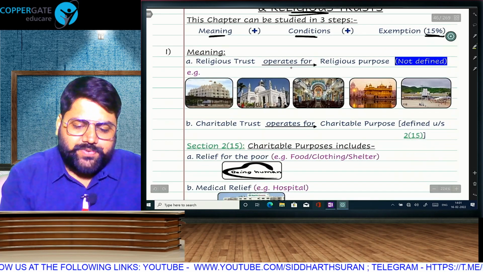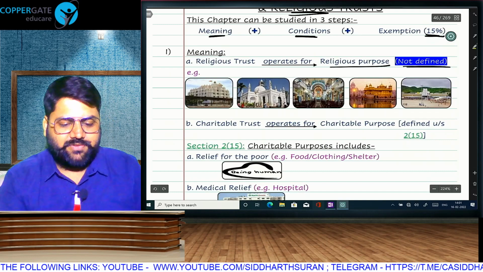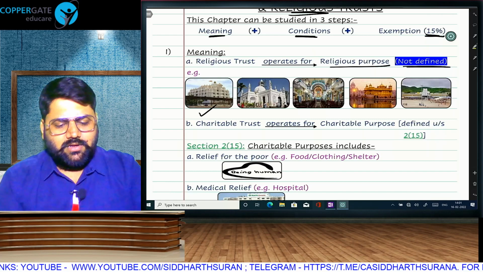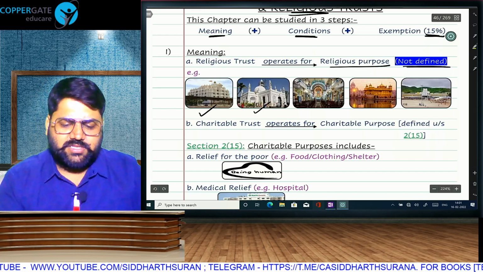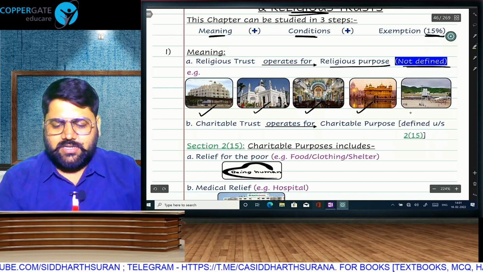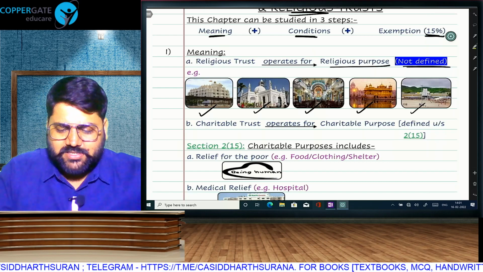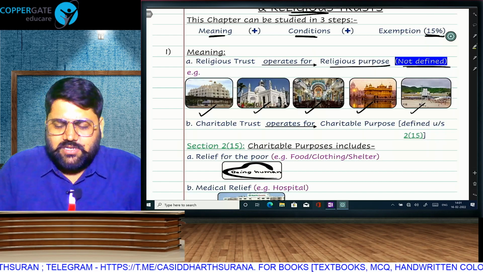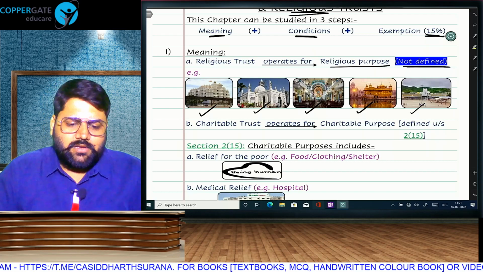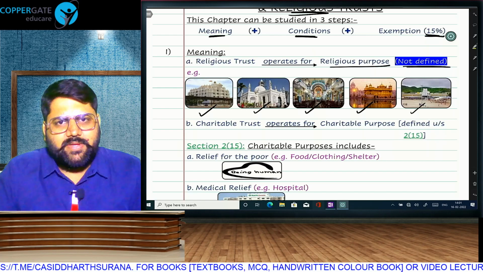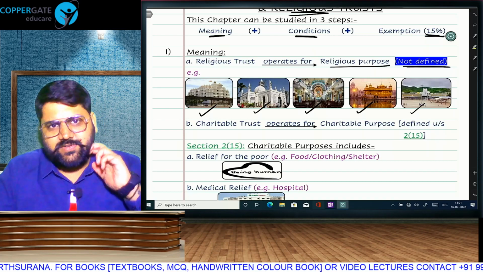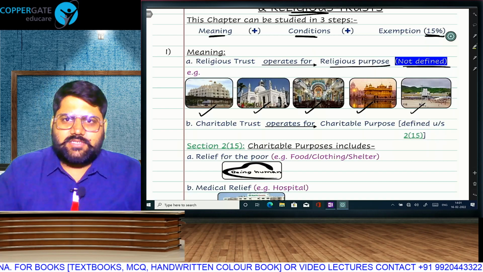Religious trust is a trust which operates for religious purpose, but religious purpose has not been defined. So take in common parlance, take the Siddhivinayak temple of Mumbai, take any of the dargahs or mosques, take the Mount Mary Church, very famous, take the Golden Temple of Amritsar. If I am not wrong, I had picked up this image from Google. This is the Tirumala temple, we call it Tirupati Balaji. Any of these places are places where religious purposes are being done, and thus the trust which is operating this place will be called a religious trust.